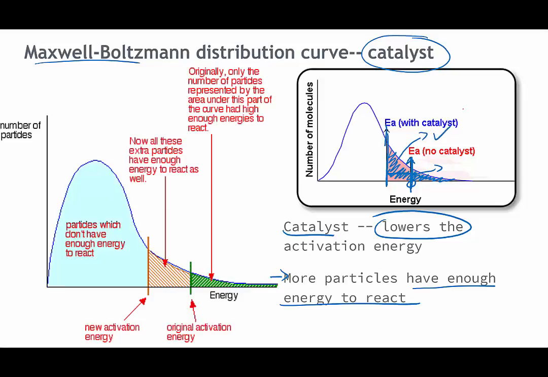So here's another graph that explains the same thing. As you can see, the green area represents all of the particles that have more energy than the original activation energy. When we add the catalyst, you will have a new activation energy because it shifts this activation energy bar. There will be more particles that actually have more energy than the new activation energy. So all of this area will be all the particles that are able to react right now.